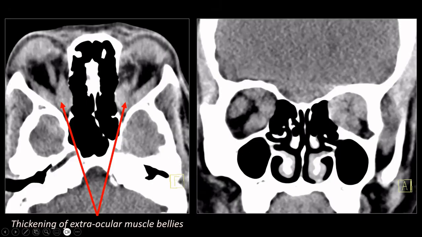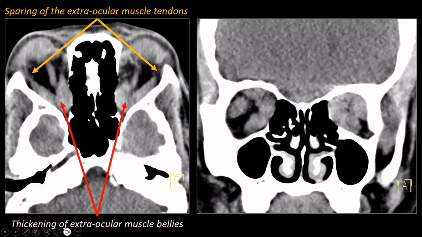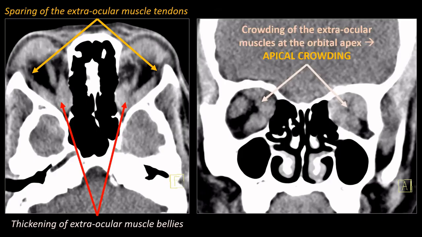And another thing that is apparent, so we have thickening of extraocular muscle bellies and sparing of the extraocular muscle tendons. And another thing that is apparent on the coronal images is that we see the optic nerve running towards the orbital apex, and we see that it is completely surrounded by these swollen extraocular muscles, especially on the left side, where we can hardly see any orbital fat surrounding the optic nerve.